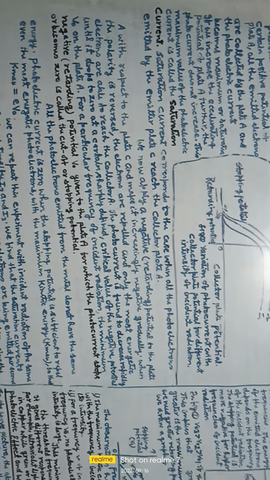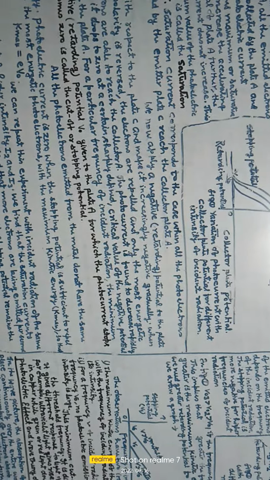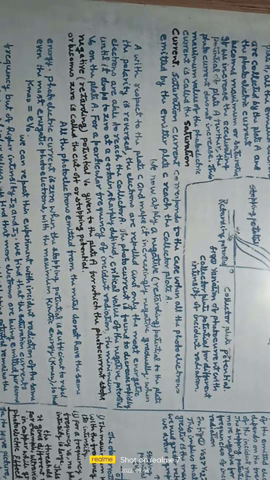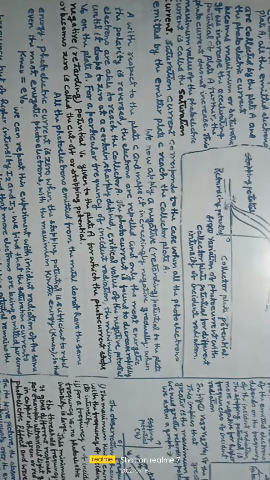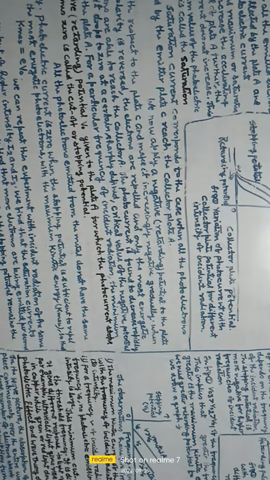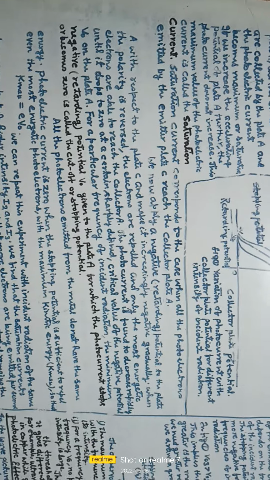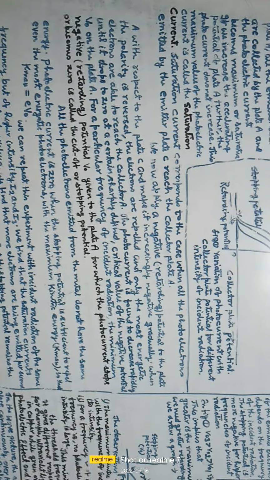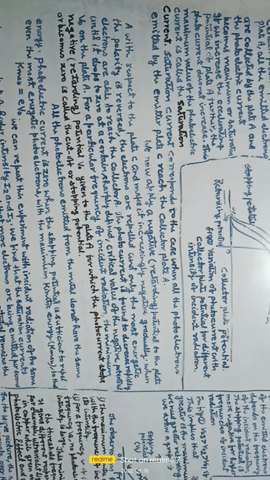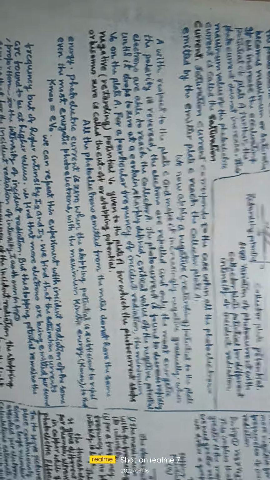For a particular frequency of the incident radiation, the minimum negative or retarding potential V0 given to the plate A, for which the photocurrent stops or becomes zero, is called the cutoff or stopping potential.